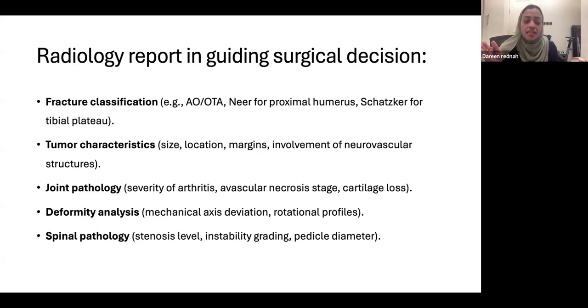In deformity analysis, for me, it must contain mechanical axis deviation, rotational profile, distal angle, proximal angle, joint line angles. In spine pathology, stenosis level, instability grading, pedicle diameter, it's very important.